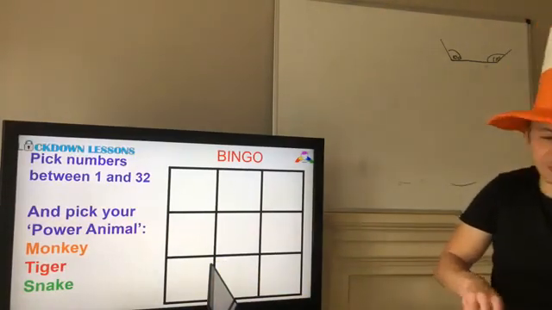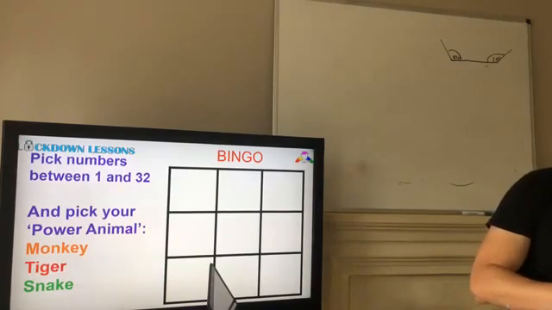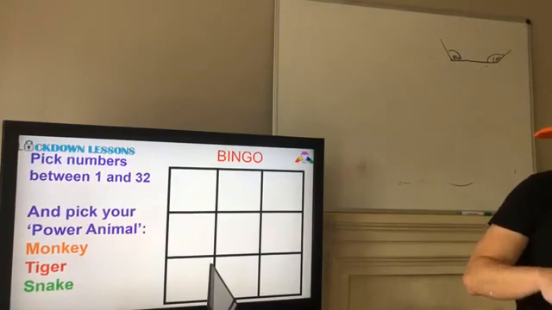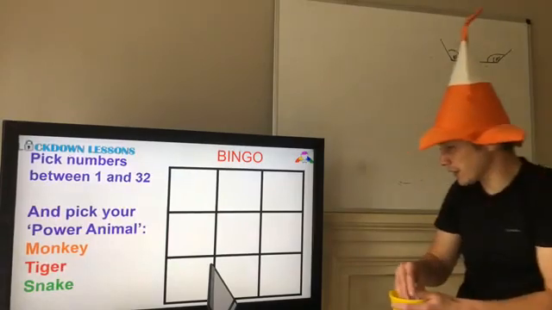Tiger, very popular today, very popular tiger. What have you got for you? I could vote for tiger too. Tiger as well, we have a lot of tiger fans.